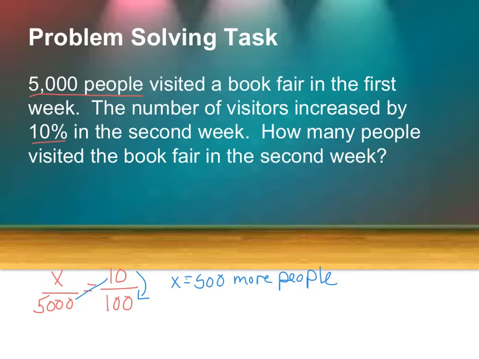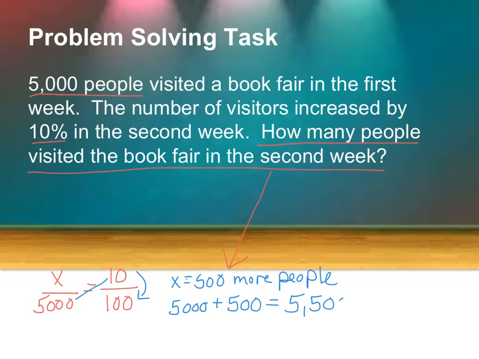But let's go back to the question. It says, how many people visited the book fair in the second week? That would not be our answer. It's got to be more than 5,000 people. So what we have to do is we have to take the 5,000 from last week, add in the 500 more people, and the answer to the question is 5,500 people visited the book fair in the second week.